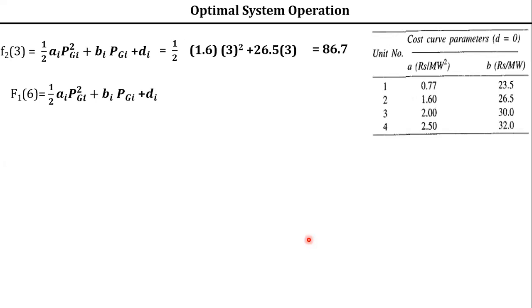D.P. Kothari book, Modern Power System Analysis by D.P. Kothari. So read that one so that you will understand in a better way. So for each incremental load, you have to calculate this minimum cost. That is the only thing you have to do.